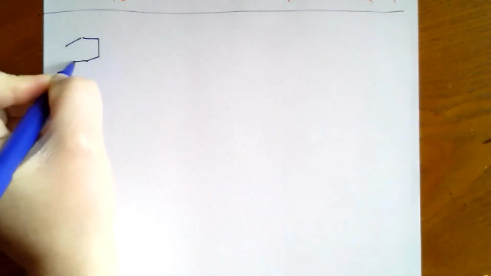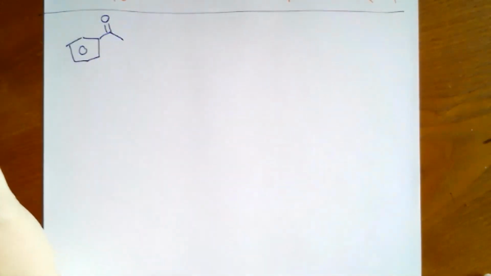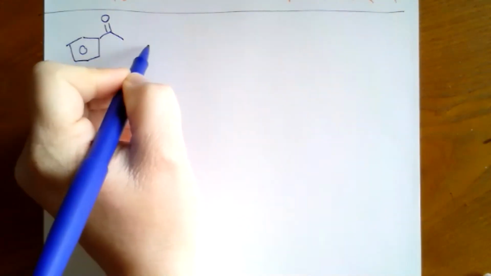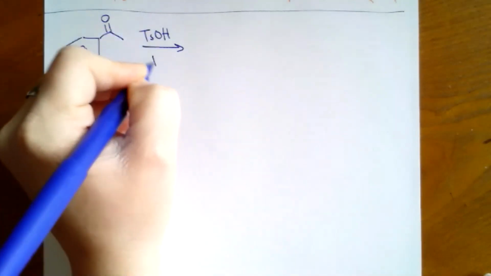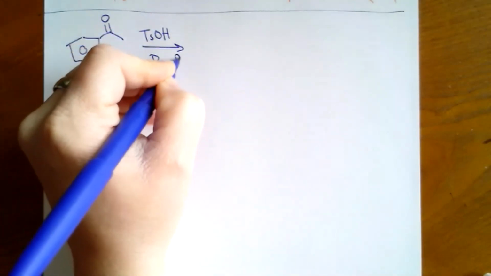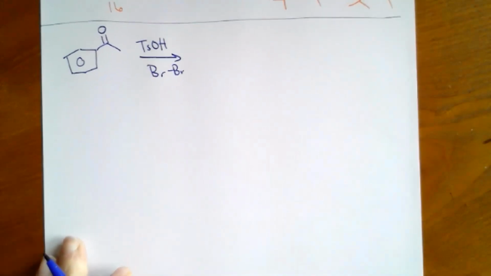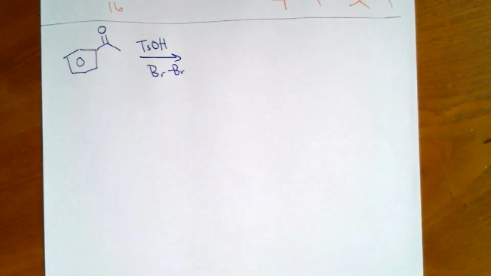Let's do this. So let's do an example that's a methyl ketone. What that means is one side of your ketone is a methyl. Let's do it in acid. So TsOH and Br2. In acid, it's an enol that will act as your nucleophile. So in acid, the very first thing to do is tautomerize.